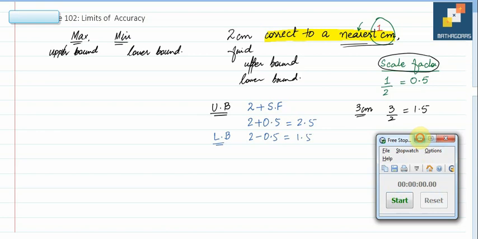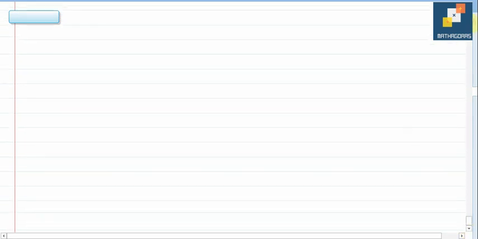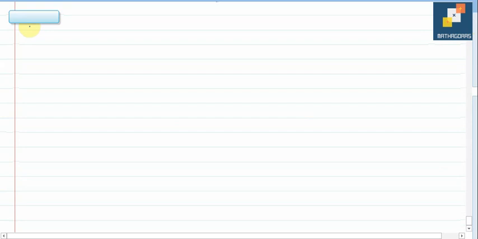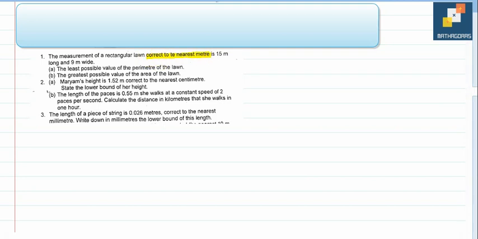Alright, now moving on to the worksheet questions. The worksheet is available in the homework manager with the title worksheet, and you can find it by the name of the topic. We are going to start from question number 1. Read the question carefully. It says the measurement of a rectangular lawn, correct to the nearest meter, what is hidden in that statement is our scale factor, is 15 meter long and 9 meter wide.